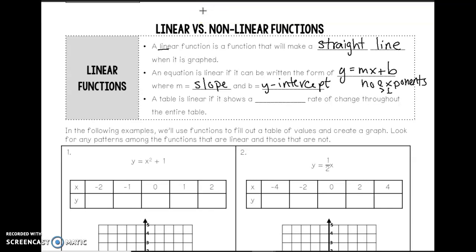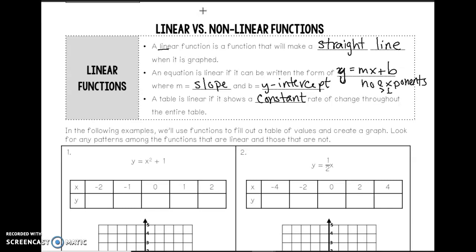And then a table is linear if it shows a constant rate of change. And if you look between these, a straight line means that the slope is constant, a constant rate of change. In order to write an equation in this form, y equals mx plus b, you have to have the slope being just one number. So all of these three are kind of repeating each other. But it's just different ways.